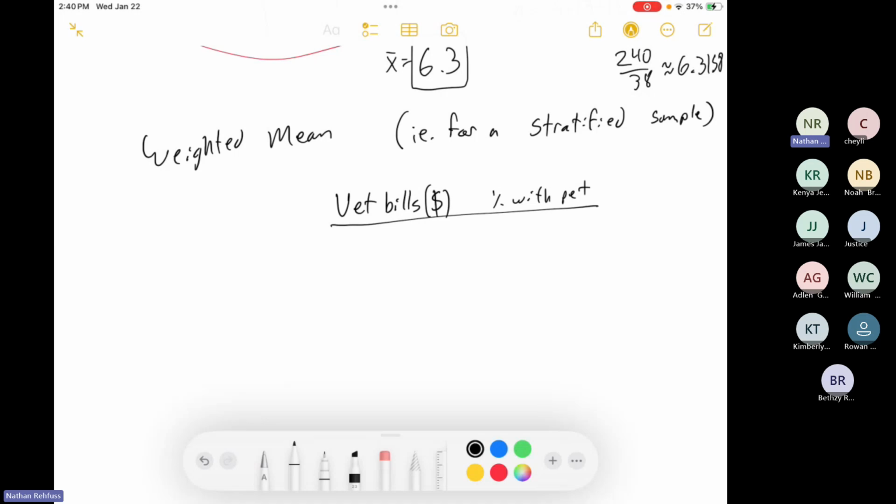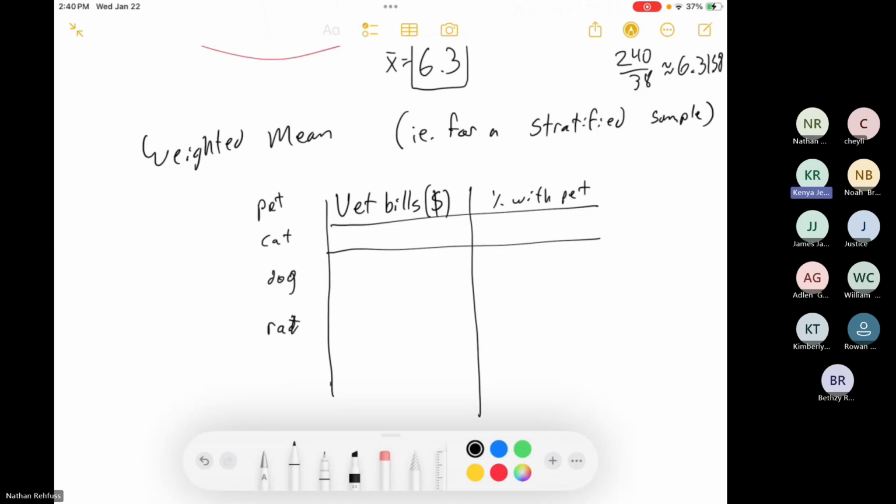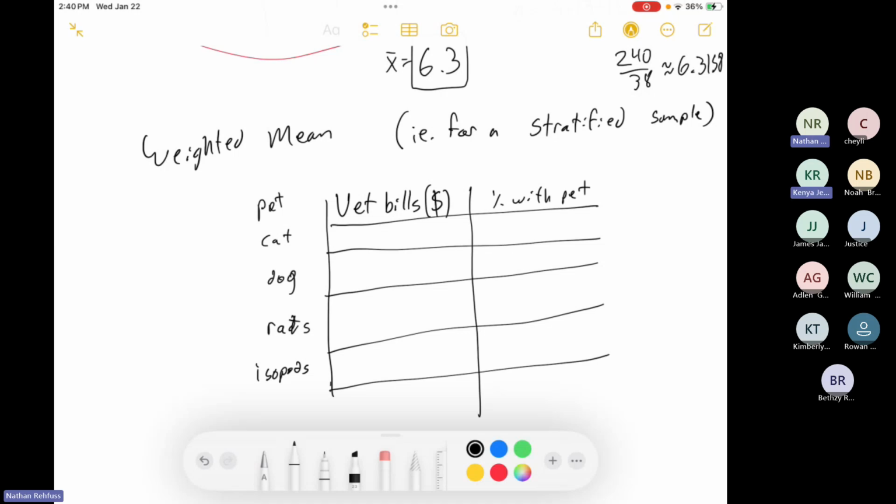So we got a bunch of pet owners together. And some had a cat, and some had a dog, and some had a rat, and some had an isopod. Well, probably more than one isopod. And you shouldn't keep rats alone either. You know isopods, right? They're the little pill bug friends. They're popular as pets, it turns out.